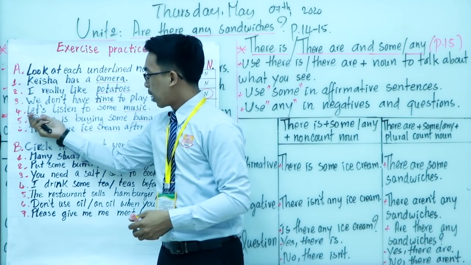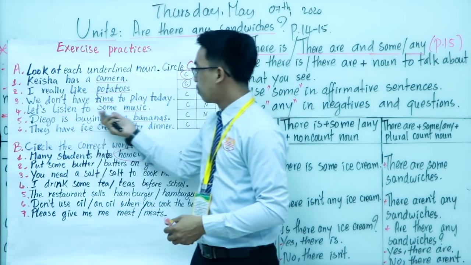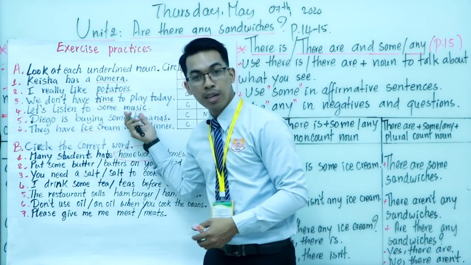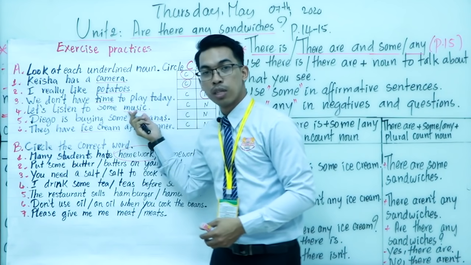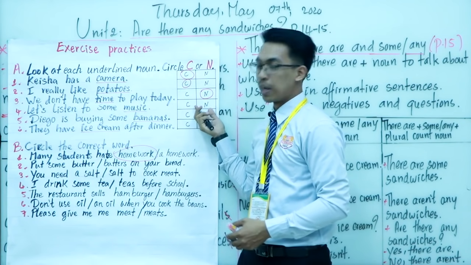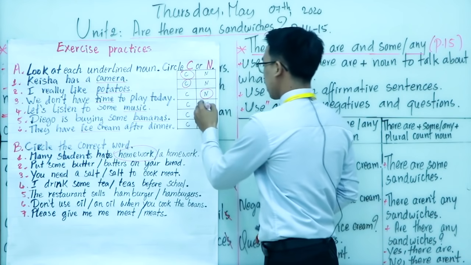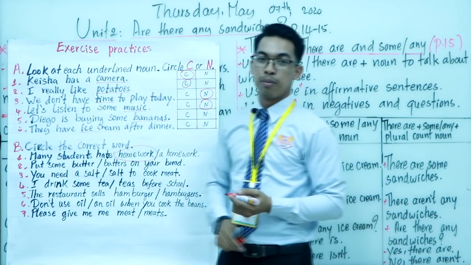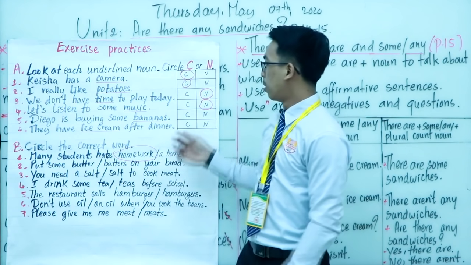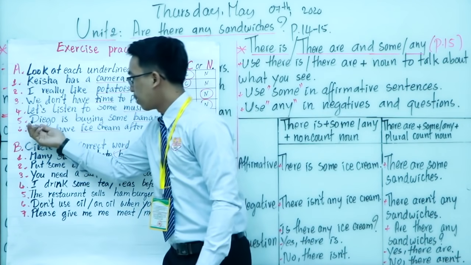Number 4. Let's listen to some music. We also can use some with music, right? But here, focus on the word music. So, is it C or N? Very good. So, music is with N. Non-count noun. We cannot count the music. Very good. So, now let's move on to number 5.